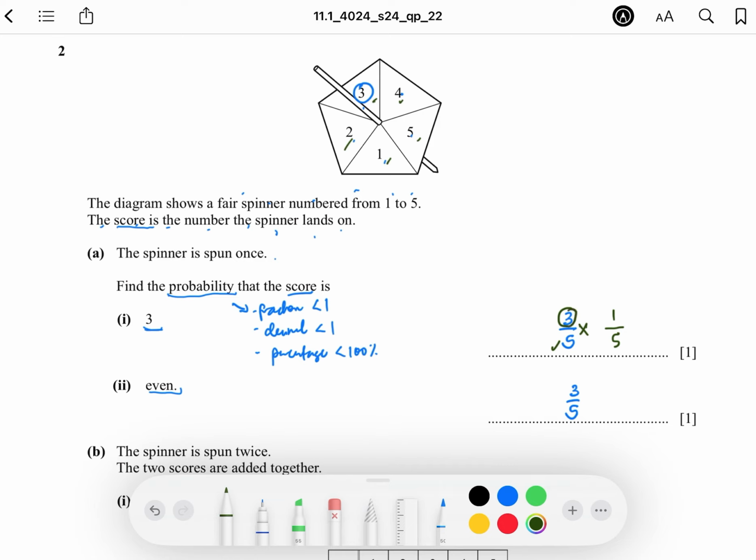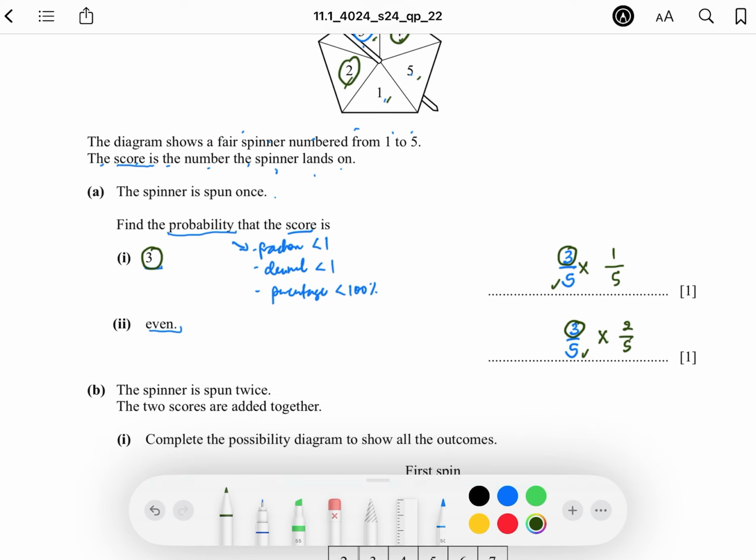However, the 3 here is not the 3 of the question. It should represent how many 3s there are. So there's only 1 three. Same thing with the even. Total outcome is correct here, but the number of even numbers should correctly be identified as number 2 and number 4. So there are only 2. That means the probability is 2 out of 5.